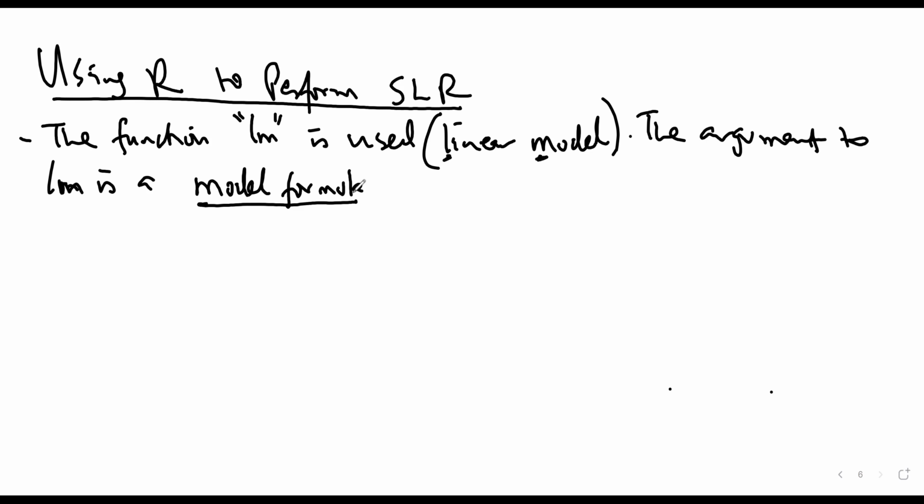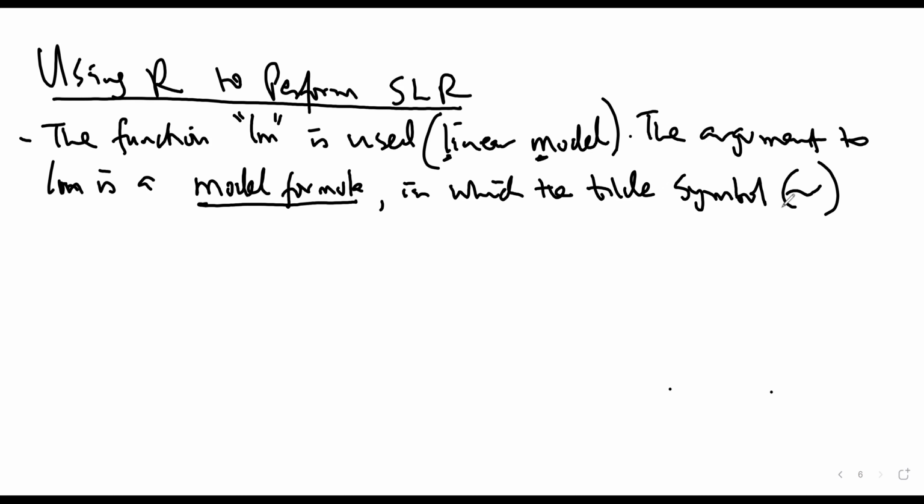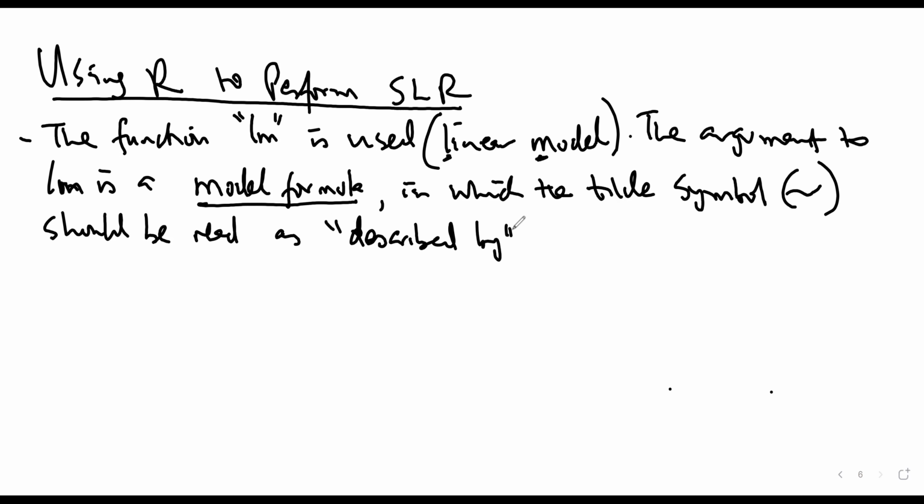So we use a model formula inside this function, in which the tilde symbol, this symbol here, should be read as "described by". So we talk about y being described by x, something like that. So like this, y described by x. So the function will look like this.